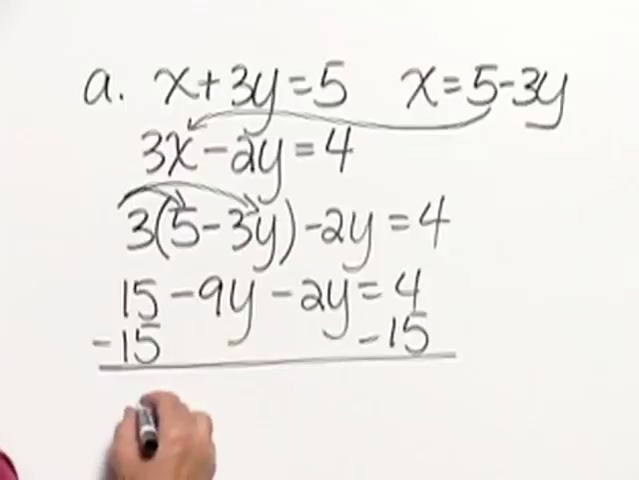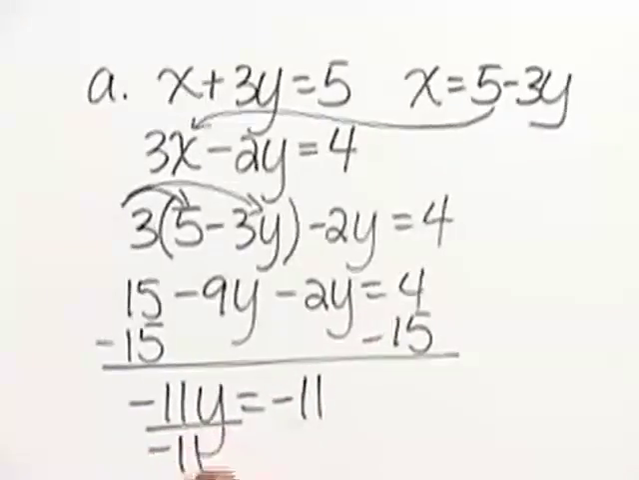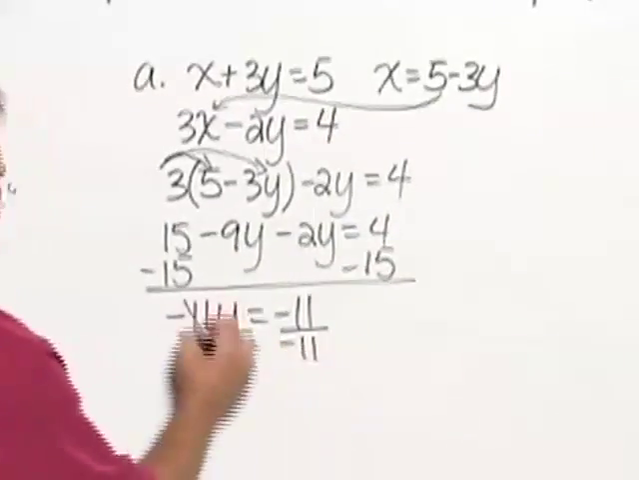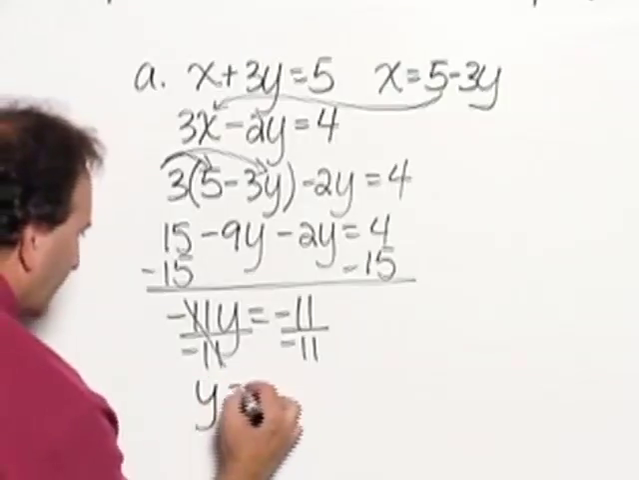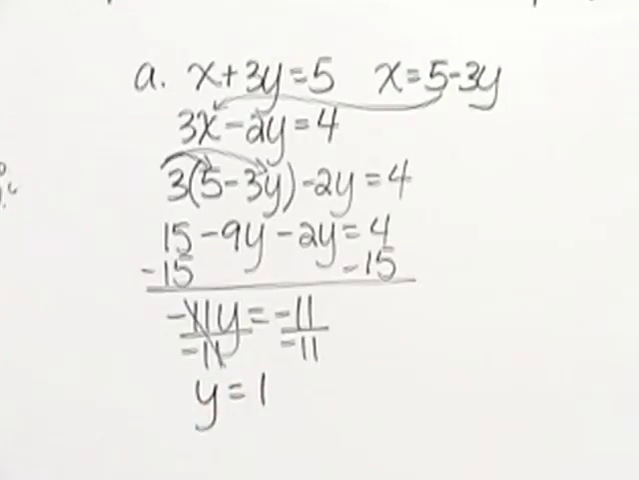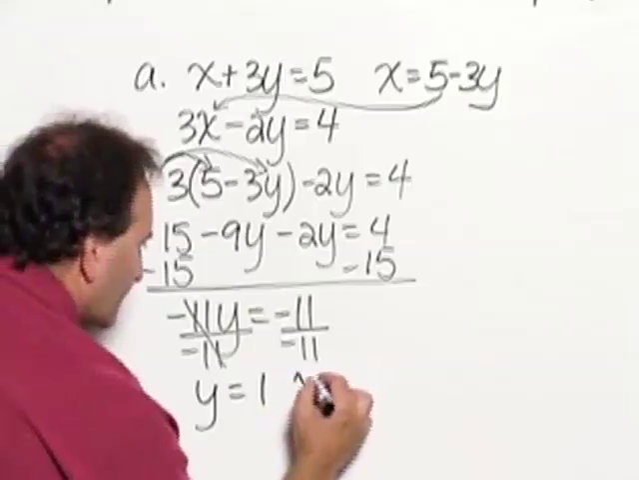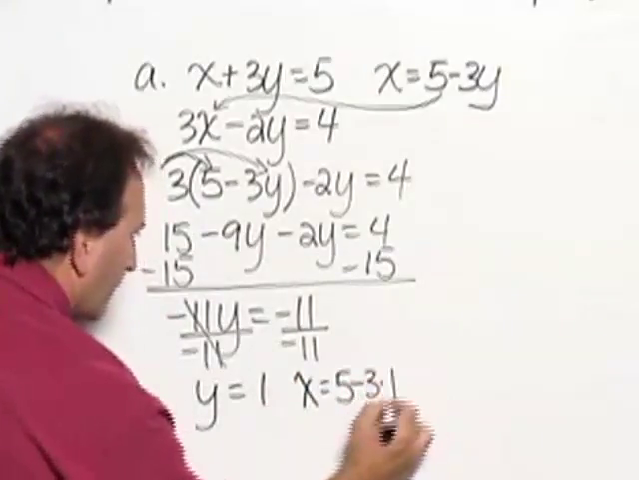Negative 9y minus 2y is negative 11y, and that equals 4 minus 15, which is negative 11. We would now divide by the coefficient of y, which is negative 11, on both sides. Here they cancel down to 1, and we have y is equal to negative 11 divided by negative 11, which is 1. We now substitute that value, y equals 1, into this equation, x equals 5 minus 3y.